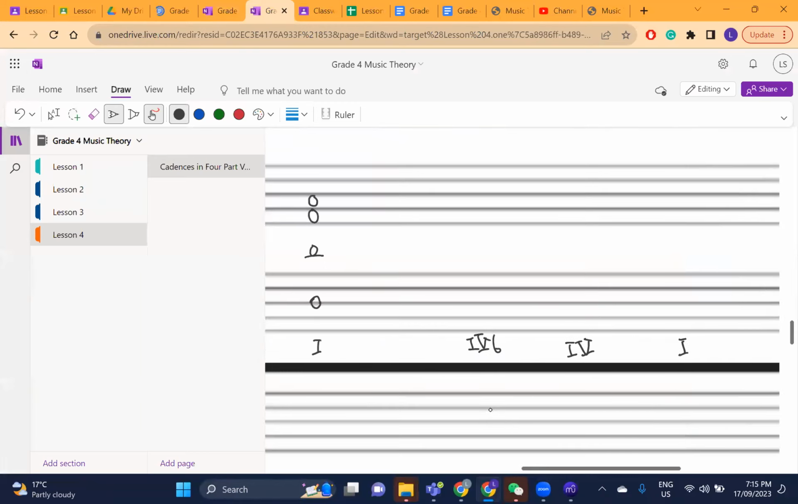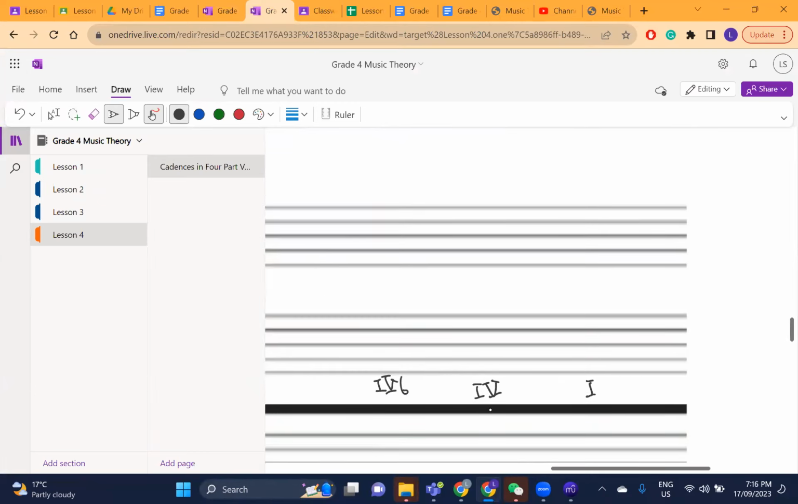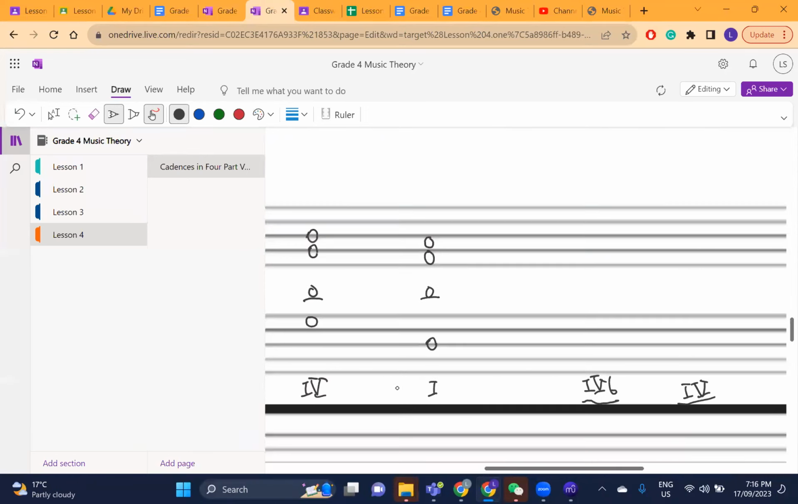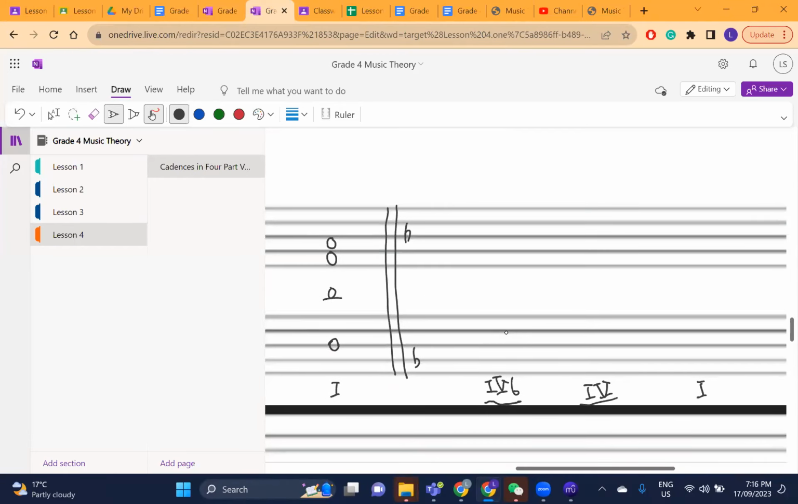Okay, 4, 6, 4 to 1. You get points for that. Now the rule for if you were to precede a cadence with its respective chord in first inversion is to try and make the voices move in contrary motion. So let's do this in F major again. Make the voices move in contrary motion when preceding a chord with its respective first inversion. It looks like this.